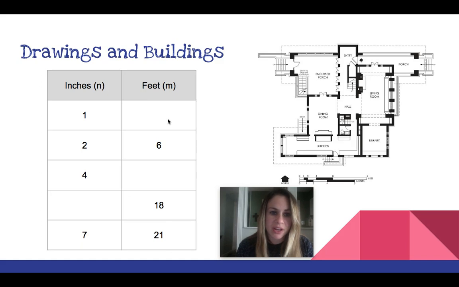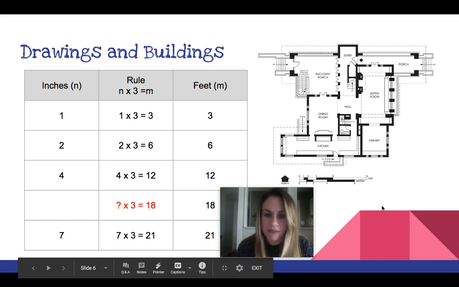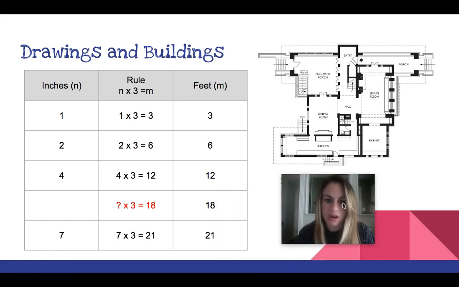So figuring out what goes in the feet in this first box is going to be easy. That's going to be 1 times 3 is 3. This one's easy too. 4 times 3 is 12. And then we get to here. What are we going to do when we have to work backwards? We don't have our input. We only have our output.